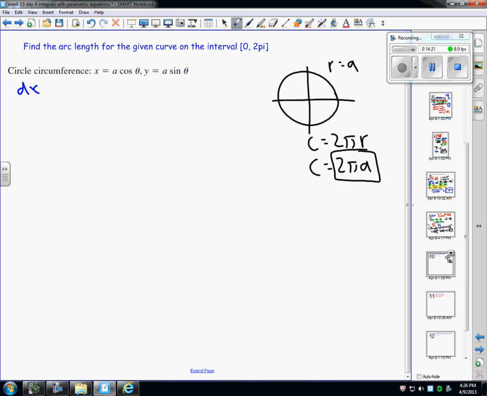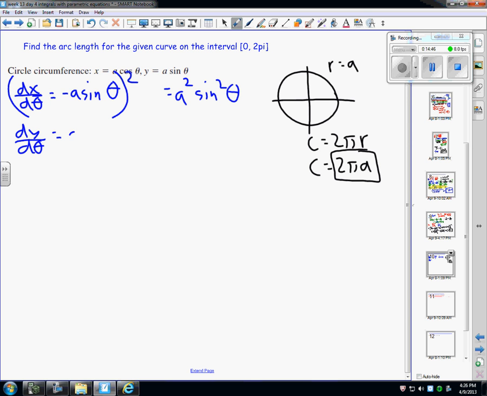dx/dt equals negative a sine theta. And I guess since I said it in terms of theta, I should say dx/d theta. But I want to square that, so this gets me a squared sine squared theta. And dy/d theta would be a cosine theta. I want to square that, and that's going to be a squared cosine squared theta.